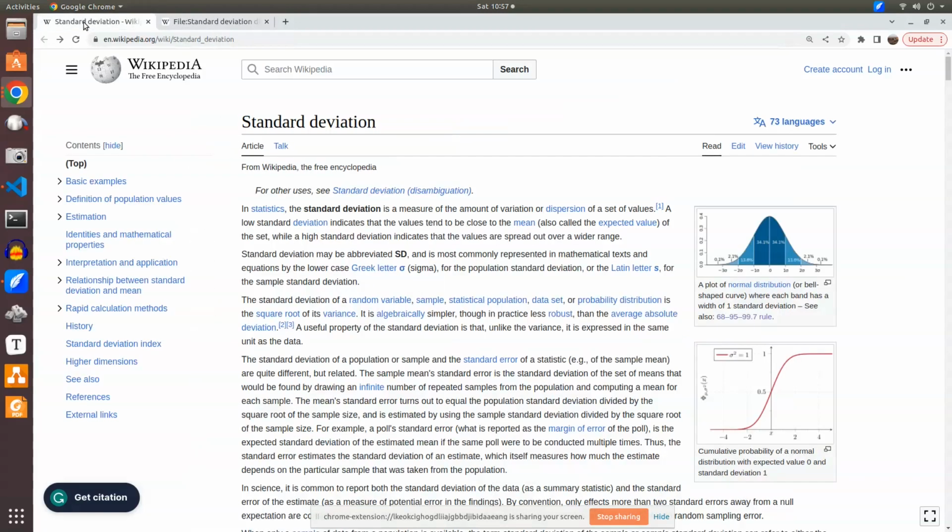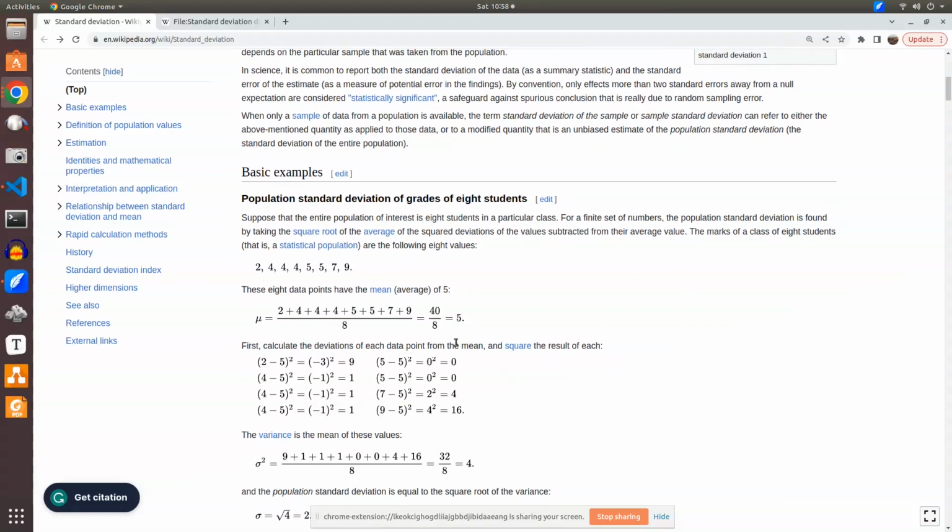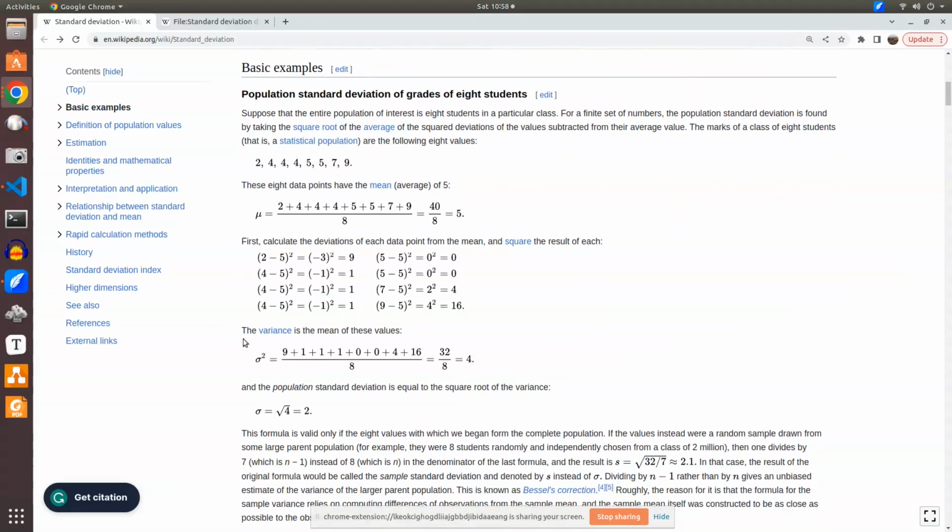Now, coming to how standard deviation is measured, let us see this example here. We have 8 data points, and first we calculate the mean of these data points, which is around 5. Standard deviation is nothing but the square root of the variance. Variance is calculated by taking each data point minus the mean value and squaring it; the square root of that is your standard deviation. That's how standard deviation is calculated.